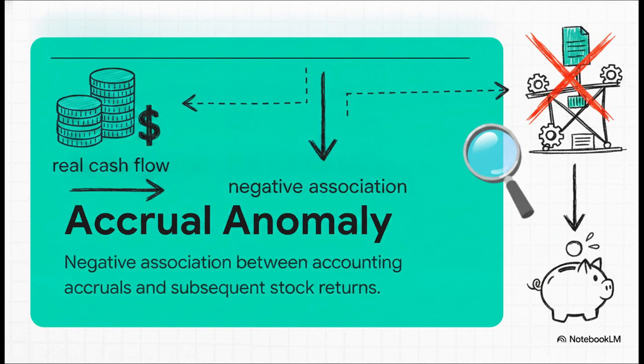Accruals, on the other hand, are highly subjective. They are open to management manipulation based on whatever accounting methods the company chooses to use. The data actually shows a strong negative association here. Firms with high levels of accruals often end up underperforming because their reported earnings just don't match the actual physical cash they're generating. For us as investors, this means blindly trusting a company's standard net income can be a massive trap.